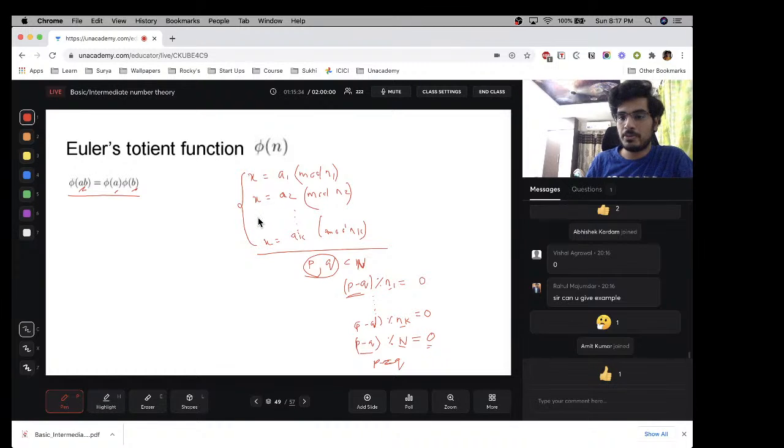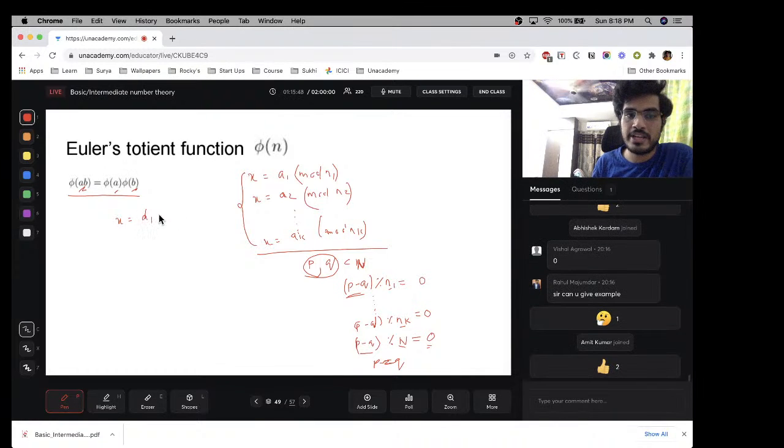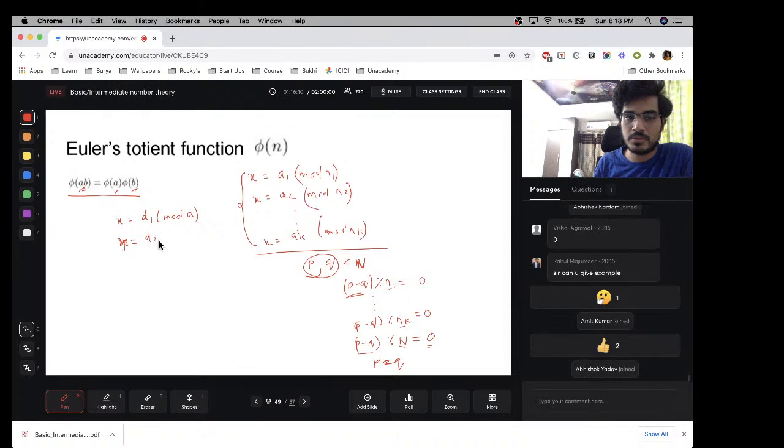So since we proved the exclusivity of Chinese remainder theorem, let's write x equal to d1 mod a, and x equal to d2 mod b.